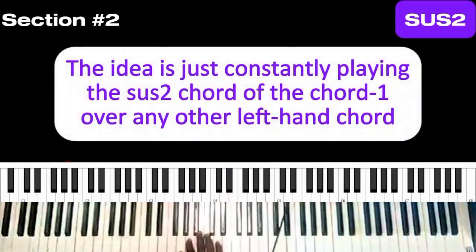Okay, so they are just playing around with the sus2 chord, which was kept constant over various chord progressions, something like this.